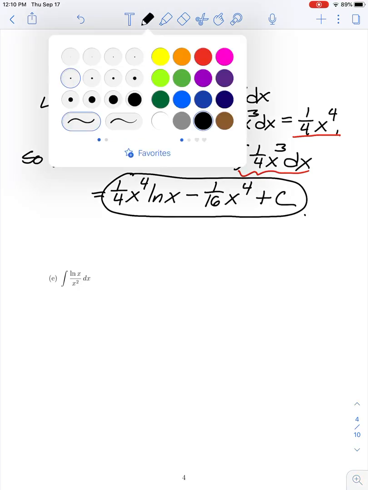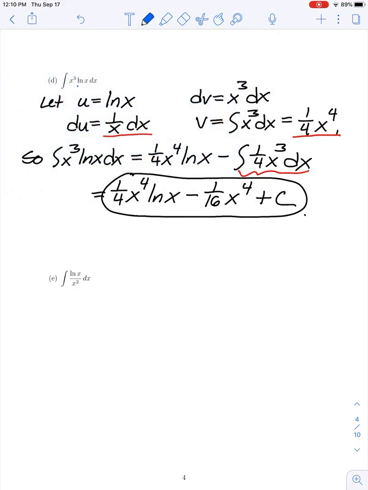Now in this example, we can see that if our integrand ever involves the natural logarithm of x, we want to choose that as u. We don't want to choose the natural log of x as dv because we don't know how to integrate the natural log of x directly. In fact, to integrate natural log of x, we would have to apply integration by parts.